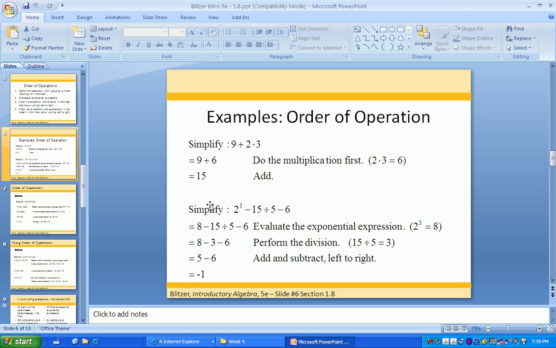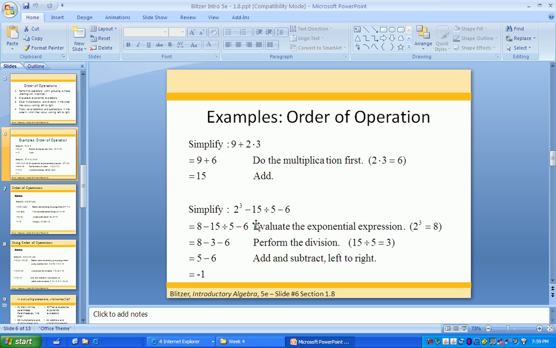Next, they ask us to simplify this expression. Well, the first thing we do is we see the exponents come before any addition, subtraction, or division, so we evaluate the exponent first. 2 to the third power is 2 times 2 times 2. 2 times 2 is 4. 4 times 2 is 8. So we get 8 minus 15 divided by 5 minus 6.